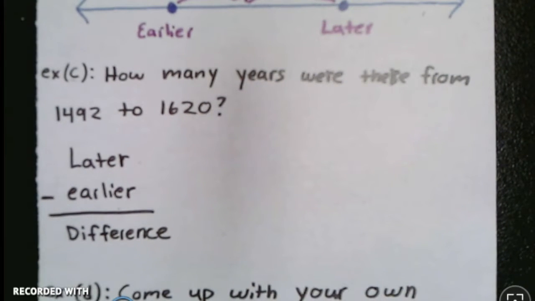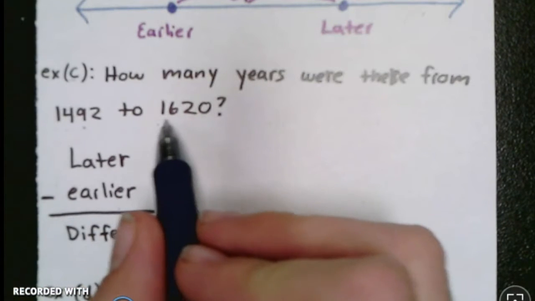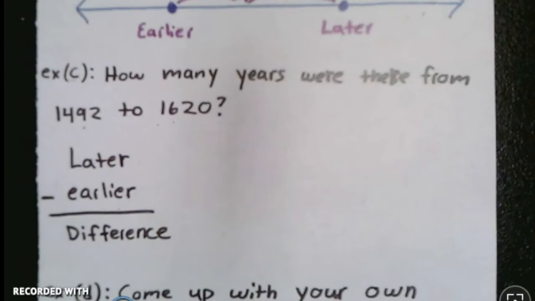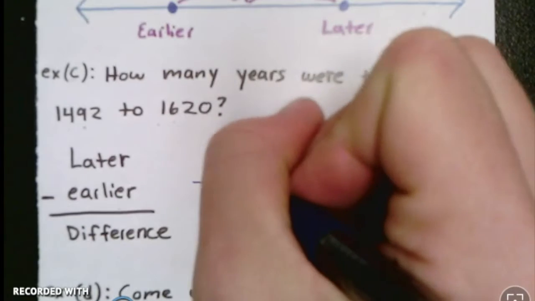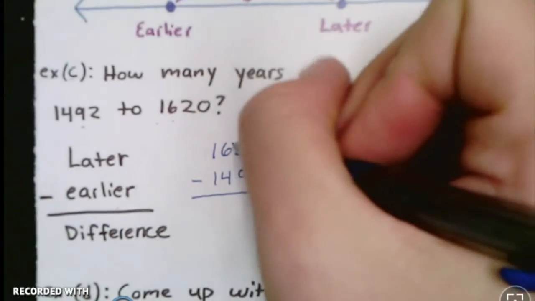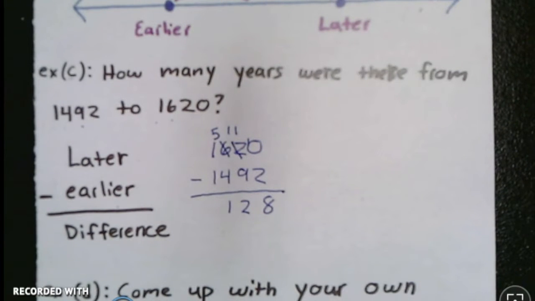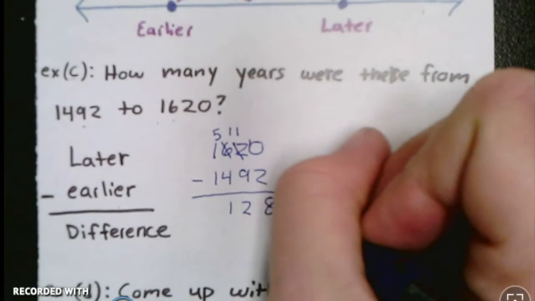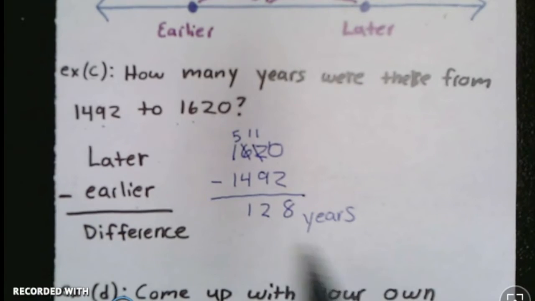So first I want to find what is my later year. And I identify the later year by being the bigger year. So 1,492 or 1,620, I'm going to look at those and say which one's bigger. In this case, 1620 is bigger, so I'm going to subtract 1492 from that to give me my difference. 0 minus 2 can't do. And I end up with an answer of 128 years. So there are 128 years between 1492 and 1620.